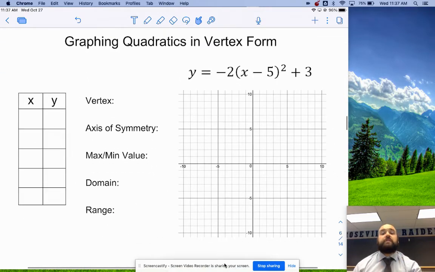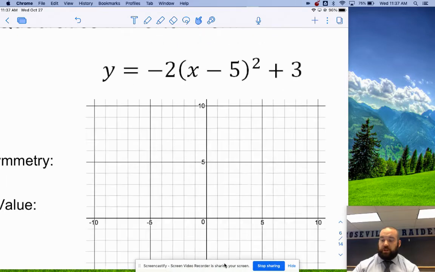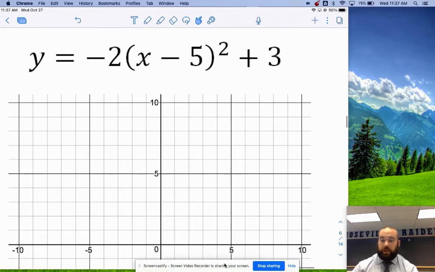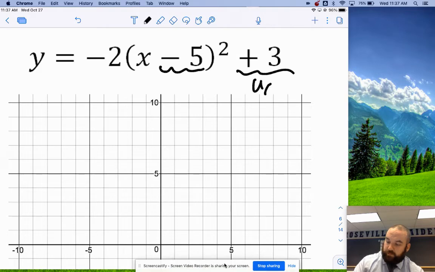Okay. So here's an example of an equation in vertex form. Okay. I've got the -2 out front, which tells me a couple things. It's an x-axis reflection as well as a stretch. So I know it's going to open down. It also is moving to the right 5 because of this -5. And this is moving it up 3 and right 5.